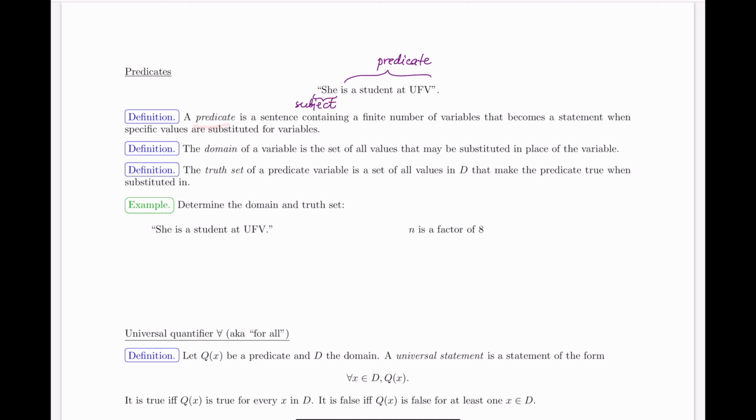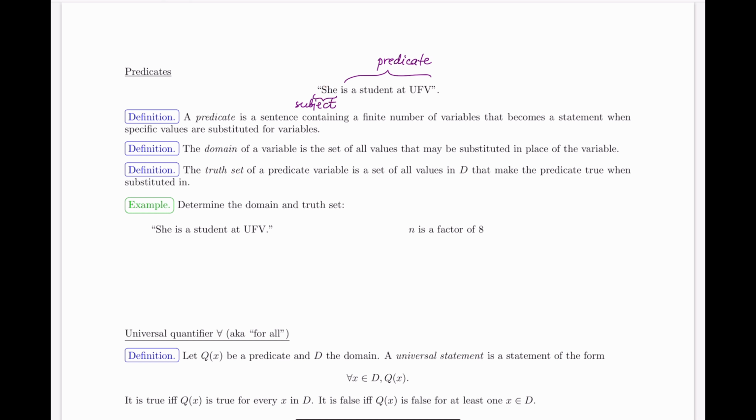A predicate is a sentence containing a finite number of variables. In this case, she is a variable because she has not been fixed yet. And that becomes a statement when specific values are substituted or fixed for those variables. So if we fix me to be the she, then this predicate will become a statement that will, in my case, be false.